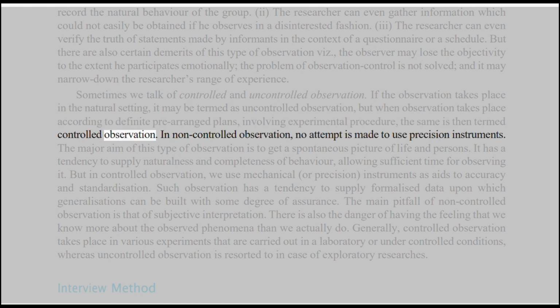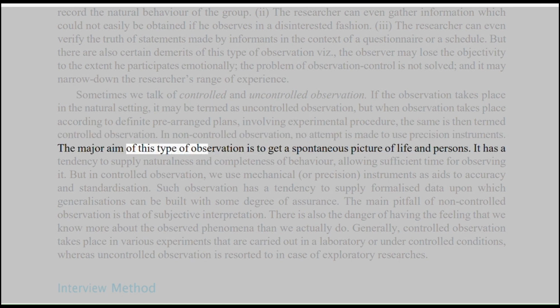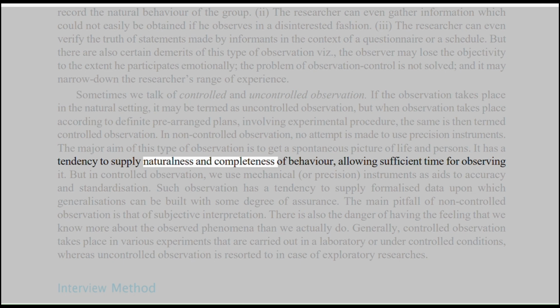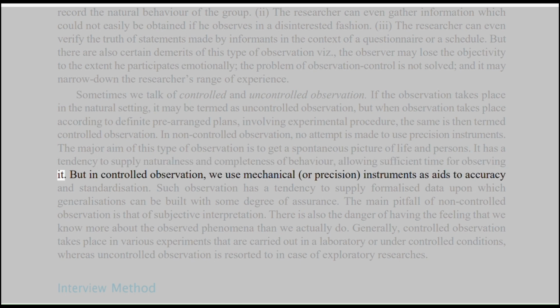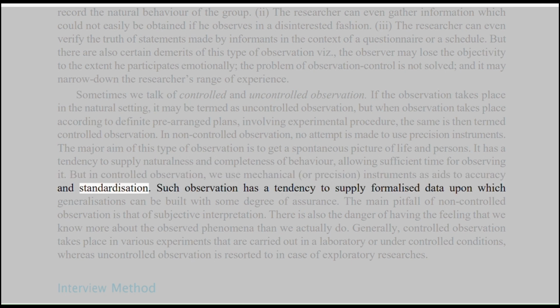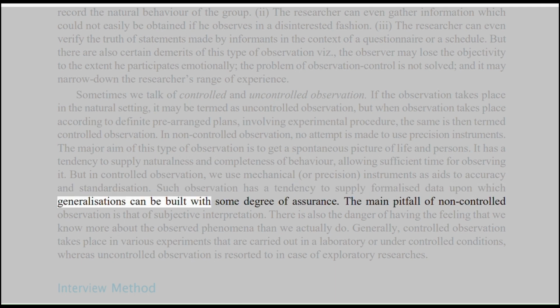controlled observation. In non-controlled observation, no attempt is made to use precision instruments. The major aim of this type of observation is to get a spontaneous picture of life and persons. It has a tendency to supply naturalness and completeness of behavior, allowing sufficient time for observing it. But in controlled observation, we use mechanical or precision instruments as aids to accuracy and standardization. Such observation has a tendency to supply formalized data upon which generalizations can be built with some degree of assurance.